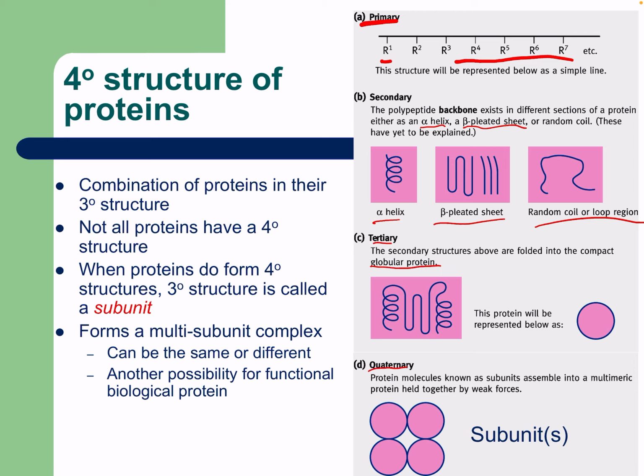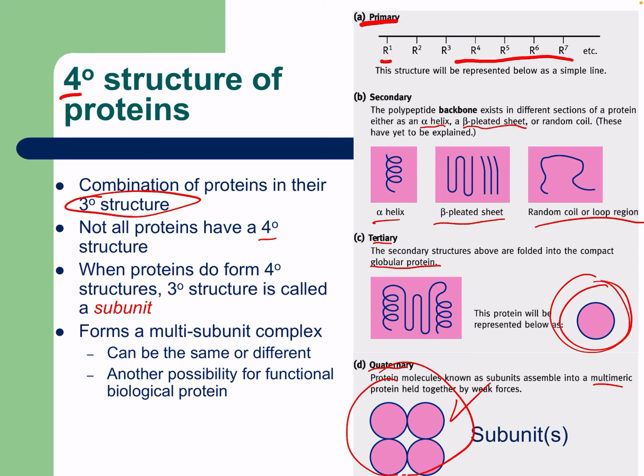And we have quaternary structure, which is protein molecules known as subunits assembled into multimeric proteins held together by weak forces. Essentially, a bunch of tertiary proteins come together to form a larger protein. So quaternary structures are essentially the combination of proteins in their tertiary form. Not all proteins have a quaternary structure. Many proteins are functional in their tertiary form and can do their job. They don't need to become a subunit. But when proteins do form a quaternary structure, the tertiary structure is called the subunit. So it's a piece of the other protein, essentially.